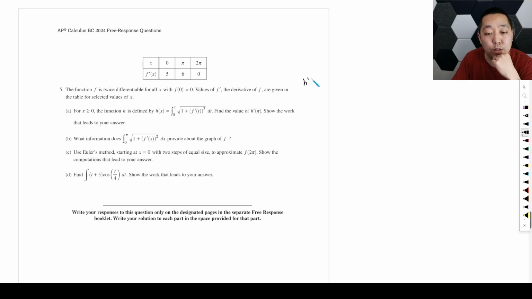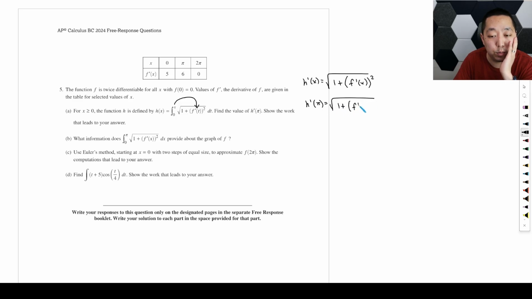Okay, so first I want to find h prime of x, right? Take the derivative of this thing. The fundamental theorem of calculus says I'm just going to plug that x in, so it's the square root of 1 plus f prime of x squared. And then we're just going to plug in pi now. So this will be the square root of 1 plus f prime at pi. Replace all the x's with pi. And f prime at pi is 6. 6 squared is 36, so the square root of 37. Seems pretty straightforward for that one.